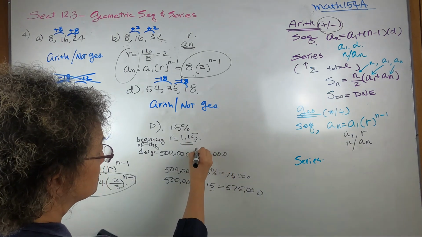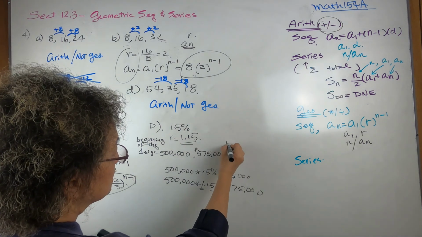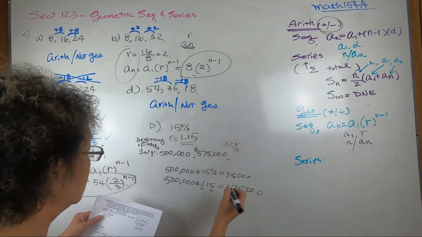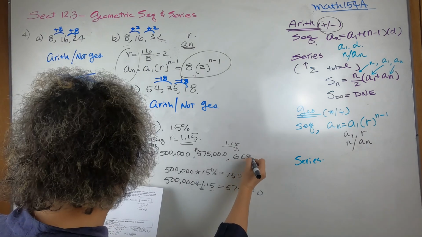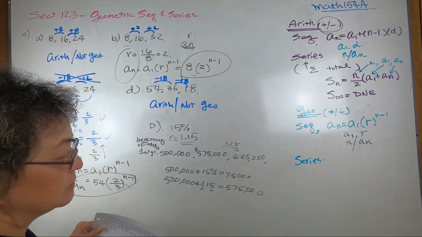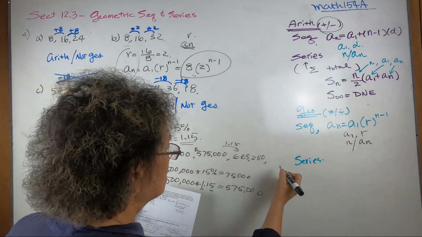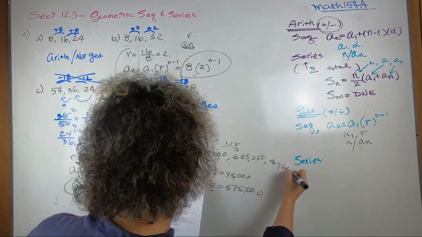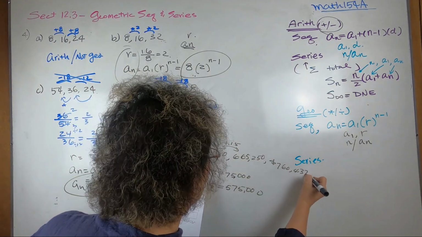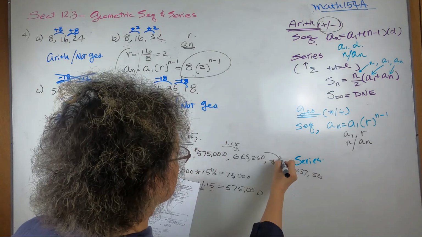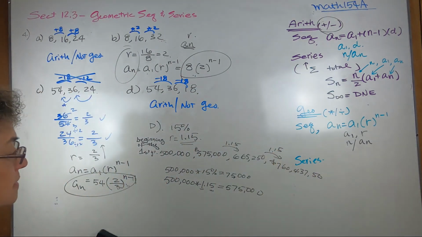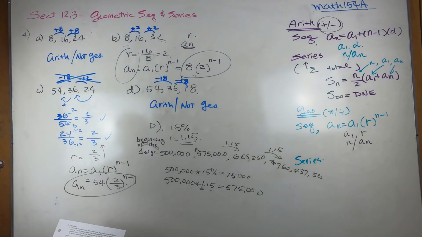So next year would be 575,000, right? The following year you times 1.15, you will get 665,250, right? And next year would be 760, you times another one. Okay? So the question was what? Write the first 4 terms, right? Then predict the value at the end of the 3rd year.